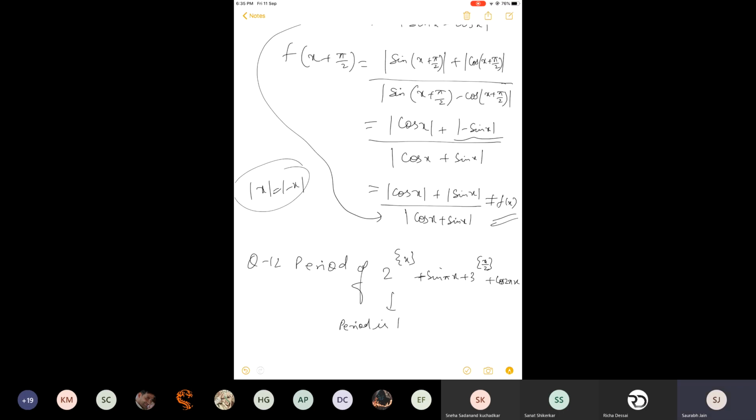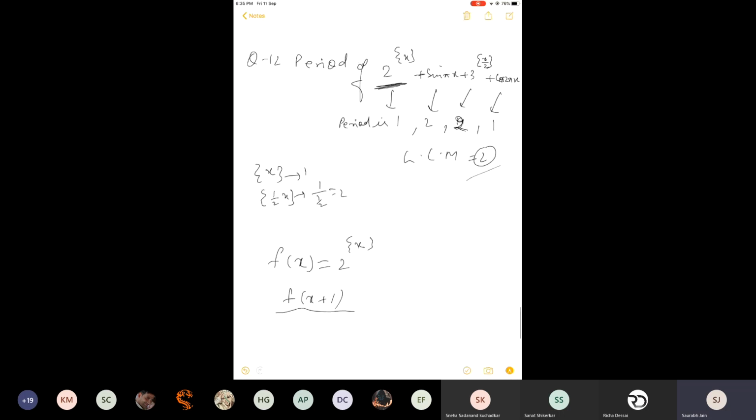See, one important thing. Some of you may be thinking it is an exponential function, so how can it be periodic? Whenever you have a doubt like this, why don't you put x plus 1 here and check yourself? If this comes out equal to f x, then it is a periodic function. And it is.